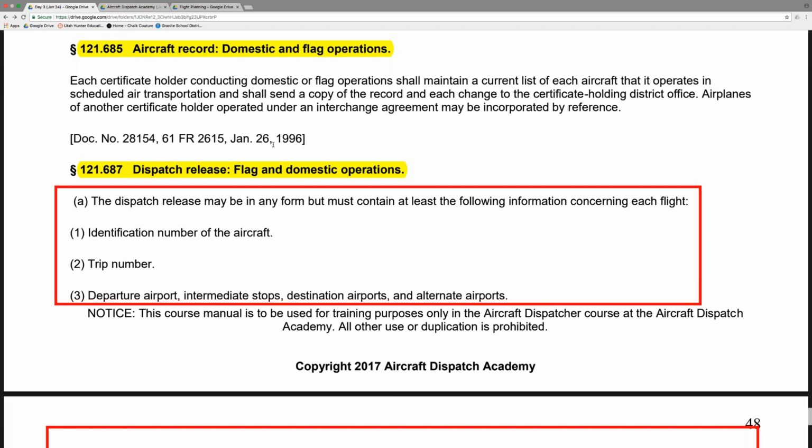But as far as dispatching is concerned, we do not have any medical requirements and do not require any physical examinations.